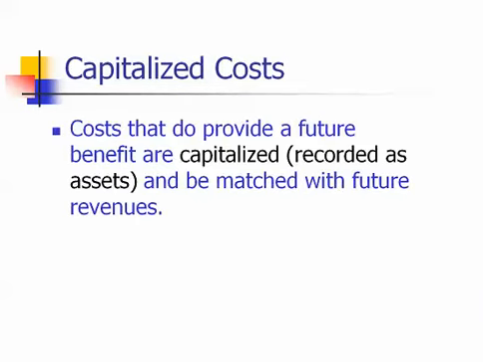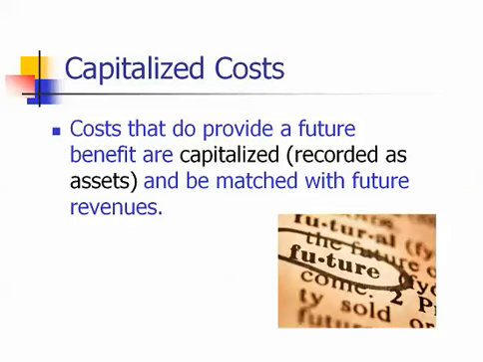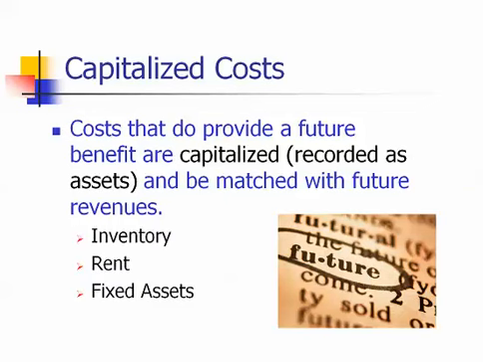Costs incurred by retailers that do provide a future benefit are capitalized. That is, they are recorded as assets and matched with future revenues. Examples of costs that are capitalized as assets include inventory, prepaid rent, insurance, plant and equipment, or other fixed assets.